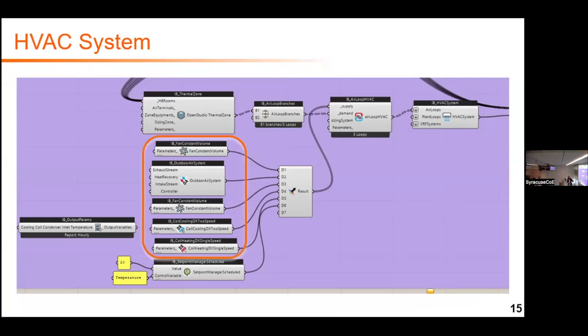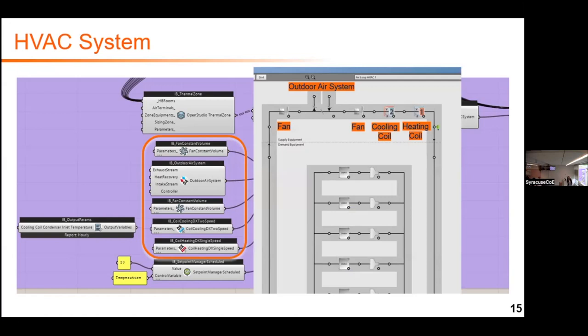If we look at this side, we can easily use this GDS to visualize how the HVAC system is arranged. It can be divided into two parts from this line. The upper part is the supply side, and the lower part is the demand equipment. If we look at the upper part, we start from the fan. This is the fan, and then we set the outdoor air system corresponding to it. Then we set another fan, and near the fan, we set a cooling coil and a heating coil. This is a cooling coil and this is a heating coil.